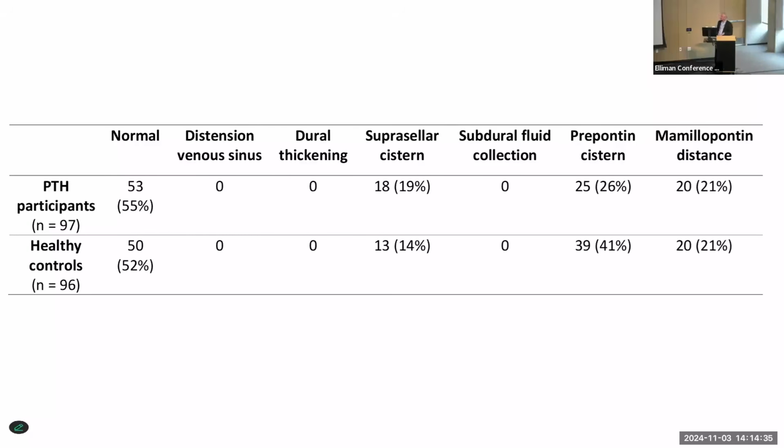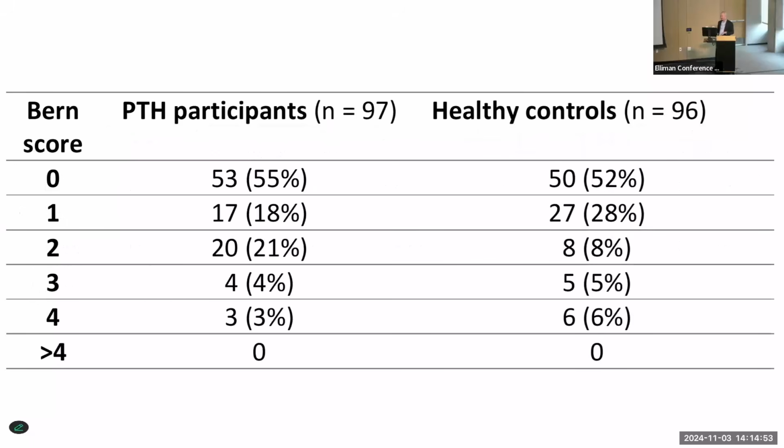It's always abnormal. On the other hand, in the healthy controls, as well as the post-traumatic headache patients, the rate of having things like suprasellar cistern effacement or prepontine cistern effacement or mammillopontine cistern effacement was totally the same. There was no evidence that post-traumatic headache patients had any skewing higher in terms of their Bern scores, no evidence that any of them are leaking. And I think this actually, we have the Bern scores here on the left, post-traumatic headache participants, healthy controls. Again, this is Henrik's data. I think this provides good data about what is a normal MRI.